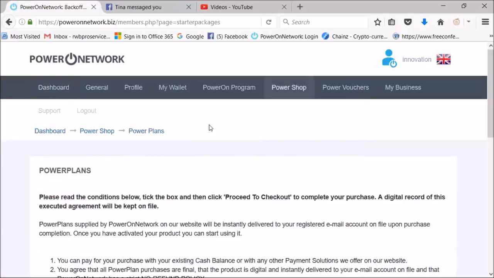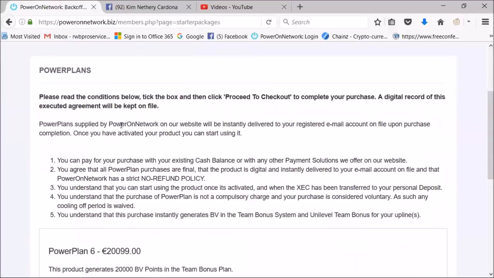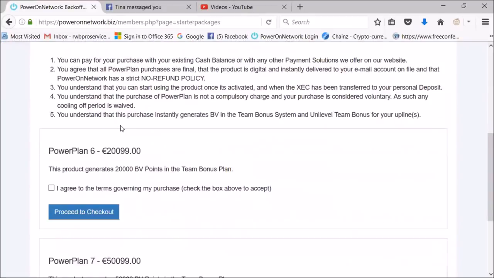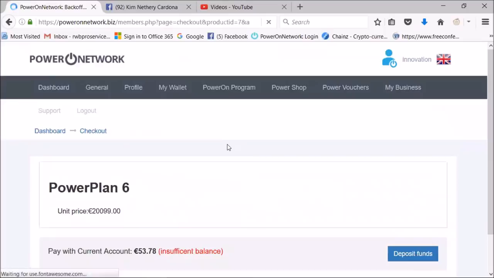And once we get into this next screen, you would scroll down. Of course, I don't have that availability to me, but you would pick the power plan that you want. So you click I agree to terms, proceed to checkout. I'm picking a Power Plan 6, but we'll just say it's a 6 that we're trying to purchase, okay?